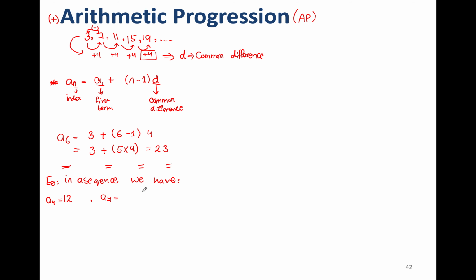A7, the seventh term, is equal to 21. And A18, the 18th term, we need to find. This is the unknown, and I have the information A4 and A7. Now, if I had the common difference and the first term, I could easily use the rule to find A18. However, I have only A4 and A7, so we will use the following information.